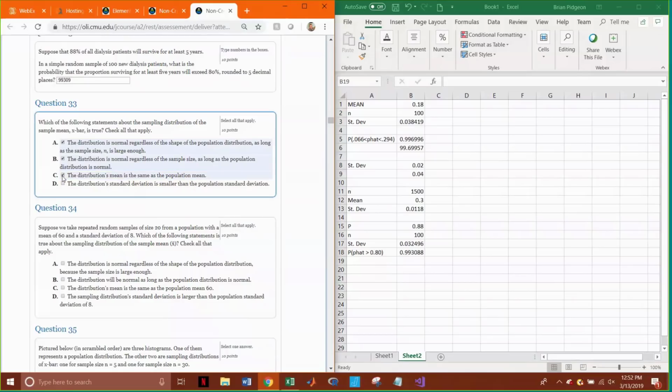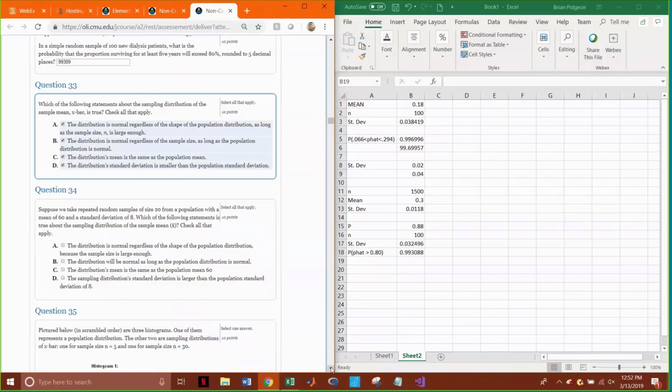C. The distribution's mean is the same as the population. That is true. Sampling distributions have the same mean as the population, and the distribution standard deviation is smaller. That's true. The standard deviation of the sampling distribution is always smaller than that of the population.